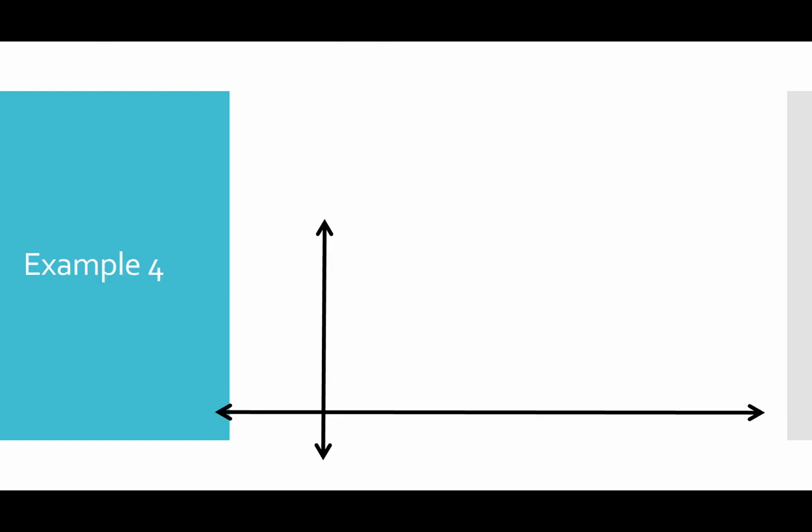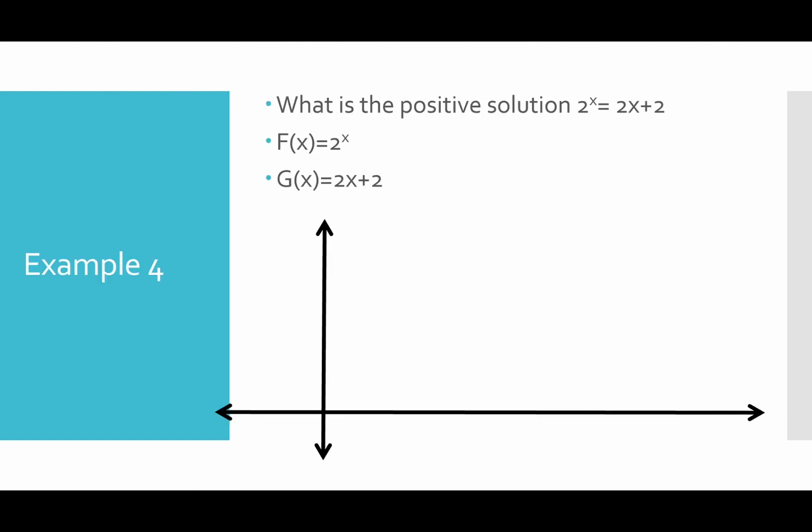One more thing to look at here is how we can use graphs to help us come up with a solution. So what is the positive solution to this right here? This is really more of a graphing calculator thing that you would do. We want to know what x is. So what we're going to do is create two functions. The left side, we're going to graph 2 to the x. And then the right side, we're going to graph 2x plus 2.